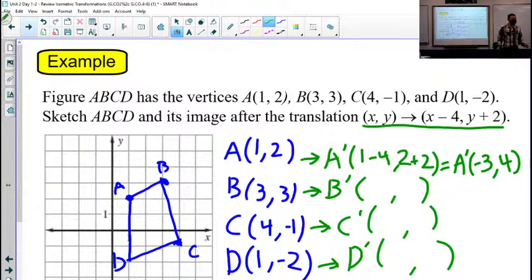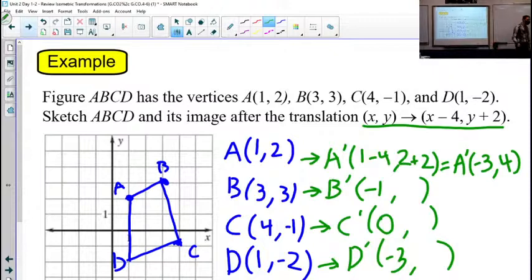So what I like to do a lot if we're doing the coordinate rules is to deal with all the x coordinates first down the line, and then deal with all the y coordinates going down the line. So I take all the x coordinates and subtract 4. I'm just going to focus on the x coordinates. Subtract 4 from all of them. I'm going to take 3, subtract 4, I get negative 1. I'm going to take 4, subtract 4, I get 0. I'm going to take 1, subtract 4, I get a negative 3.